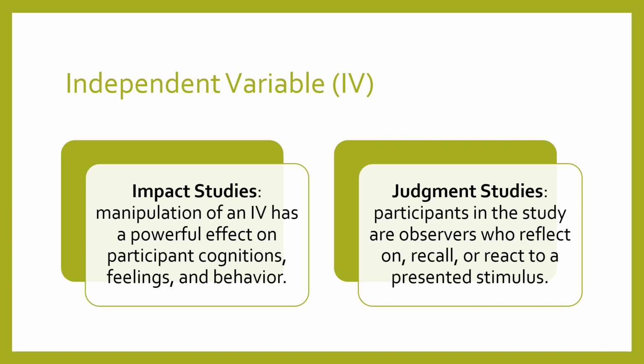In these different types of studies, the impact study is where the independent variable is thought to have a very powerful effect on either participants' cognitions or thoughts, feelings or emotions, and or behavior. Whereas in judgment studies, on the other hand, participants are more so thought of as observers who reflect on, recall, or react to a specific presented stimulus. So the next couple of slides will have more detailed examples of each.